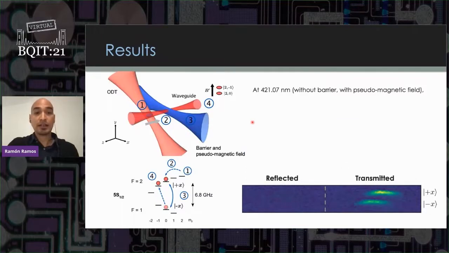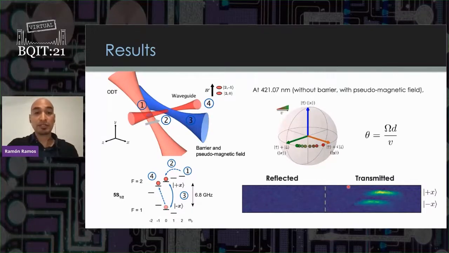So this is our result. First, we're going to look at the case where the barrier vanishes, but we still have the pseudomagnetic field present in that region. So we're going to get pictures that look like this. All of the atoms will be transmitted and none of them will be reflected because the barrier is set to 0. And because of the pseudomagnetic field, some of the atoms will couple from the +X state to the -X state.